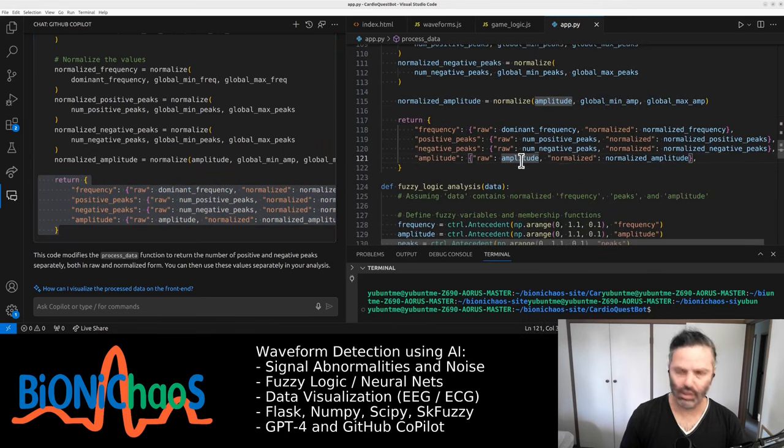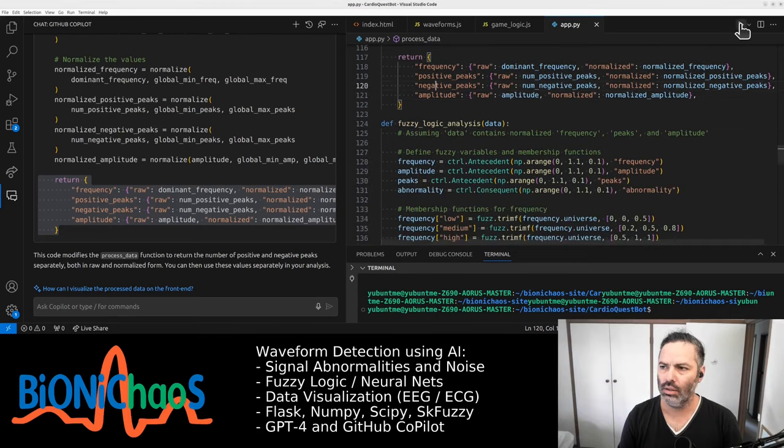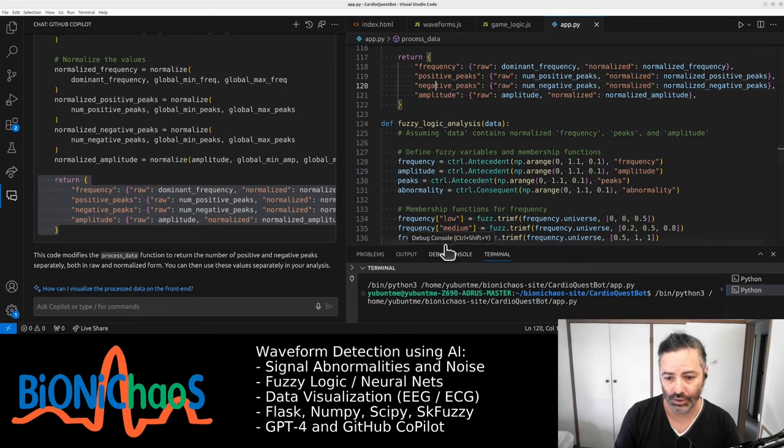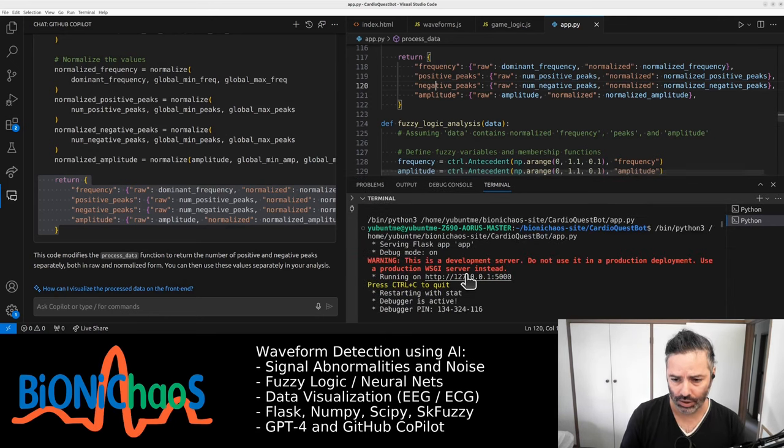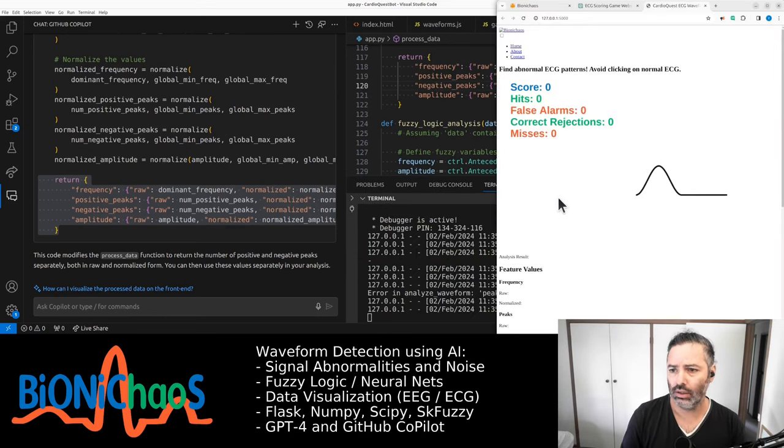Let's do that. So now we don't have any errors that the linter is showing. That's great. Can actually run. I forgot to run the application just to show you how it looks.